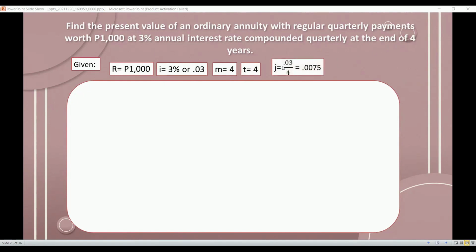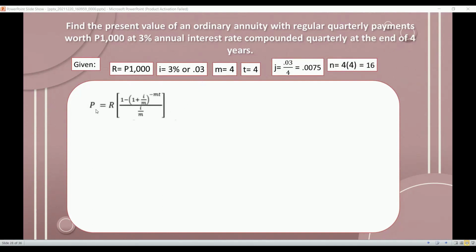Our J is I over M, so 0.03 over 4 for our M. So our J is 0.0075. Our N is M times T, so 4 times 4 equals 16. So this is the formula to use.